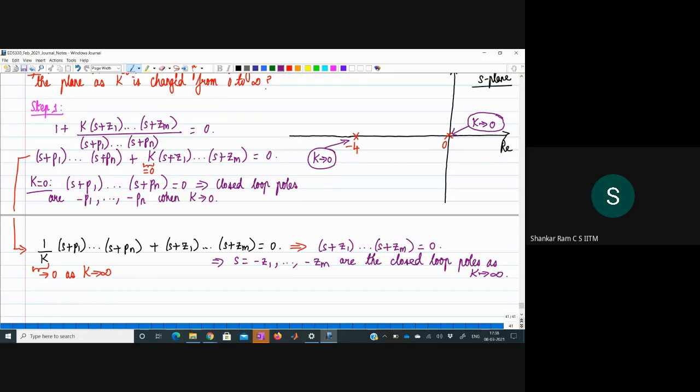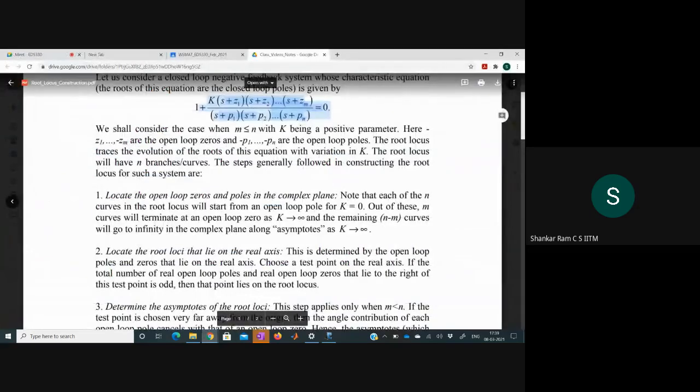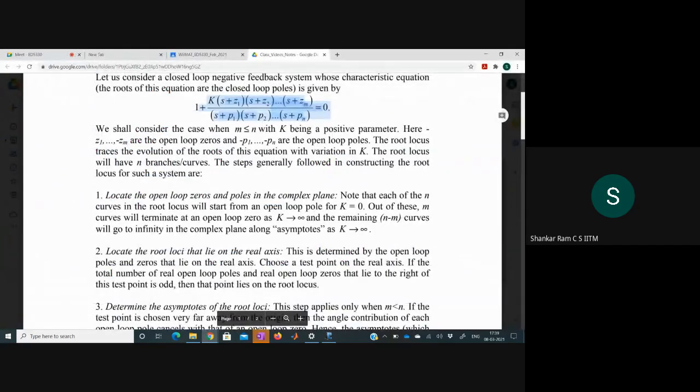So if I have two branches of the root locus starting from each open loop pole, where do they go and end? There are no open loop zeros in the problem under study. That is why, in step 1, we say that the remaining n minus m branches or curves will go to infinity in the complex plane along what are called asymptotes, as k tends to infinity. We will deal with constructing the asymptotes in step number 3.